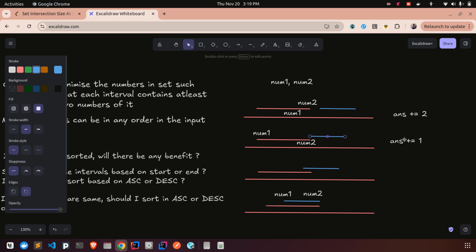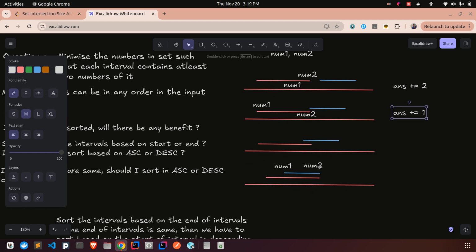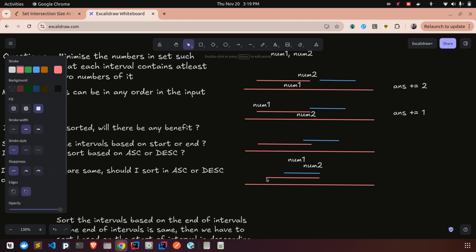So the overall answer in this case would be 3. Okay, now let's say I have picked num1 and num2 from this interval, where num2 is basically the end and num1 is basically num2 minus 1. Here if you see, the start of this next interval is not less than num2, and it is not less than num1. That means any two numbers, these num1 and num2 which were picked in this interval, will actually be present in this interval as well.